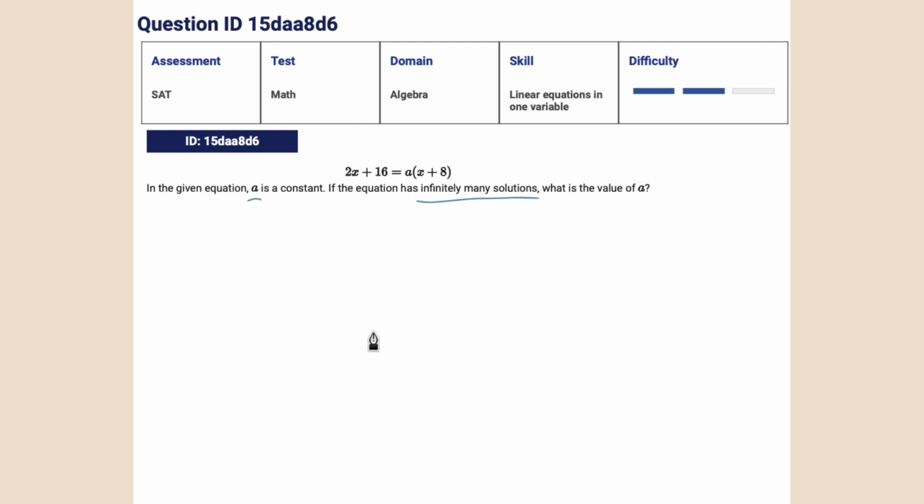So here, they're saying that the equation has infinitely many solutions. Infinitely many solutions happens when the two equations are equal to each other. For example, if I have 3x squared plus 6x plus 4, and similarly here I have the same thing, of course. So that's when you have infinitely many solutions.